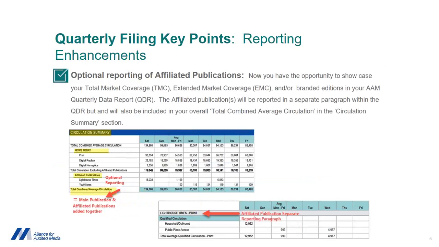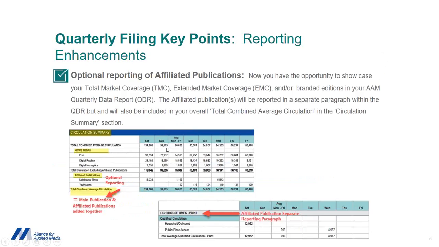So what this affiliated publication reporting allows you to do is to report that distribution on one report. You're going to be able to report your affiliated publications under one report. It's going to have its own breakout in the quarterly data report, so it has the detailed distribution.